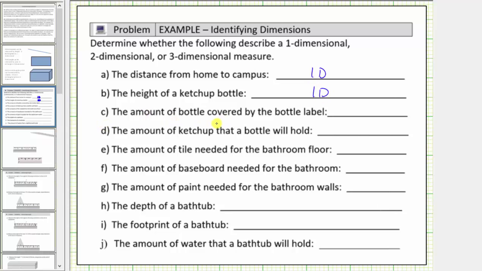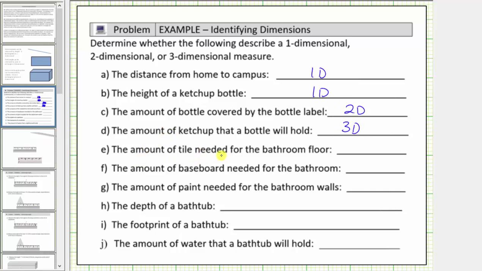C, the amount of bottle covered by the bottle label. Well, the bottle label would cover a certain area of the surface of the bottle, and the area is two-dimensional, and therefore C is 2D. D, the amount of ketchup that a bottle will hold. This amount would be a volume. Volume is three-dimensional.